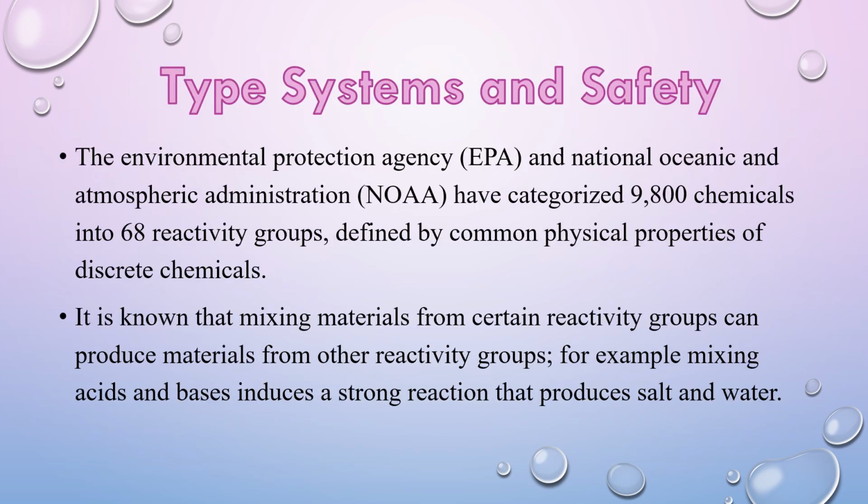Type systems and safety. The Environmental Protection Agency (EPA) and the National Oceanic and Atmospheric Administration (NOAA) have categorized 9,800 chemicals into 68 reactivity groups, defined by common physical properties of discrete chemicals. It is known that mixing materials from certain reactivity groups can produce materials from other reactivity groups. For example, mixing acids and bases induces a strong reaction and produces salt and water.